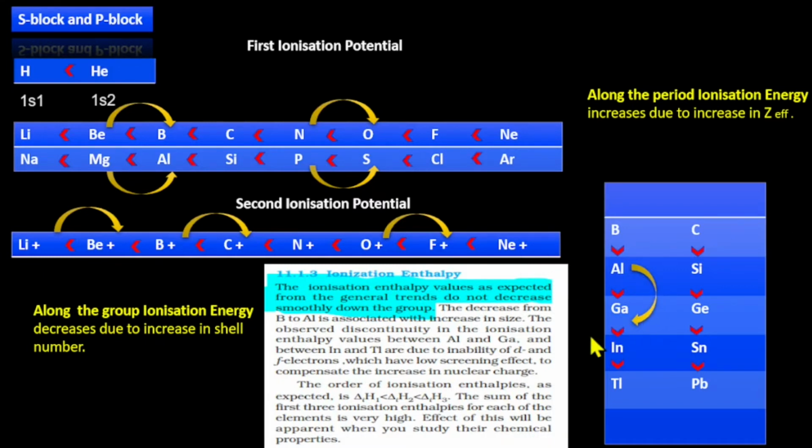There are some other points also: thallium will come above indium, and the last change is that lead will have more ionization energy than tin. So this you have to keep in mind. Definitely this is much easier. I will say much easier, because more easy than this can't be made.